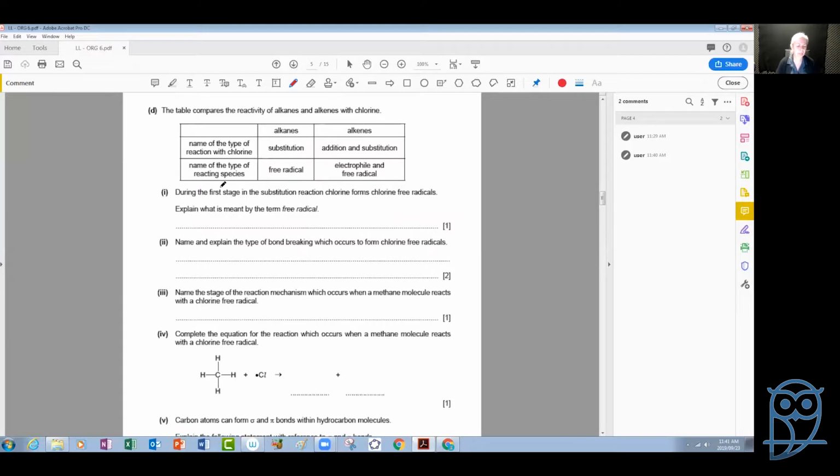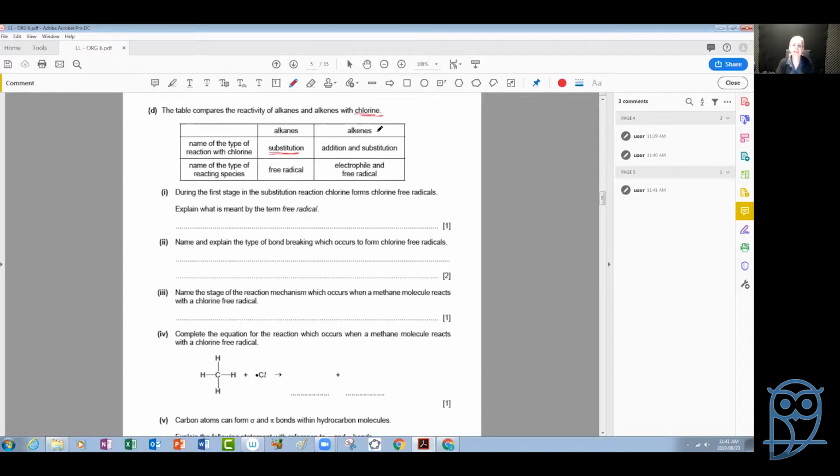And they say that the name of the type of reaction with chlorine concerning the alkanes. When alkanes, in other words, react with chlorine, the reaction type is substitution. It's actually the free radical substitution, if you remember. And what is the second row? Says the name of the type of reacting species. The free radical here. So it's a free radical substitution. This is the type of reaction when an alkane reacts with chlorine.